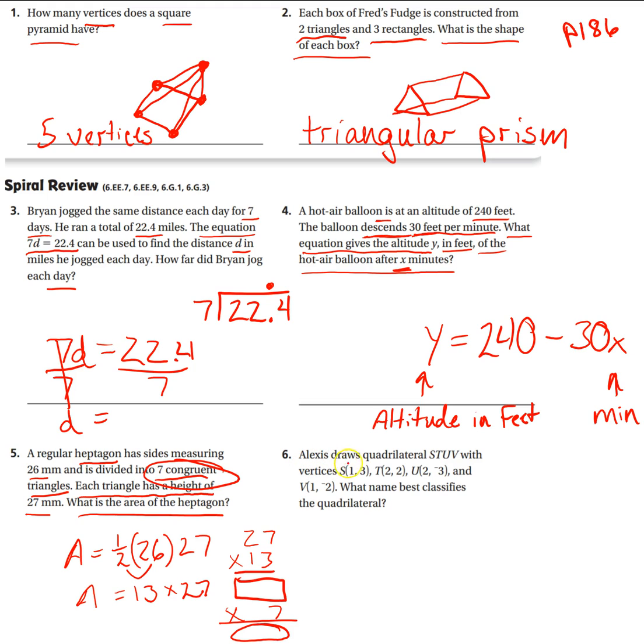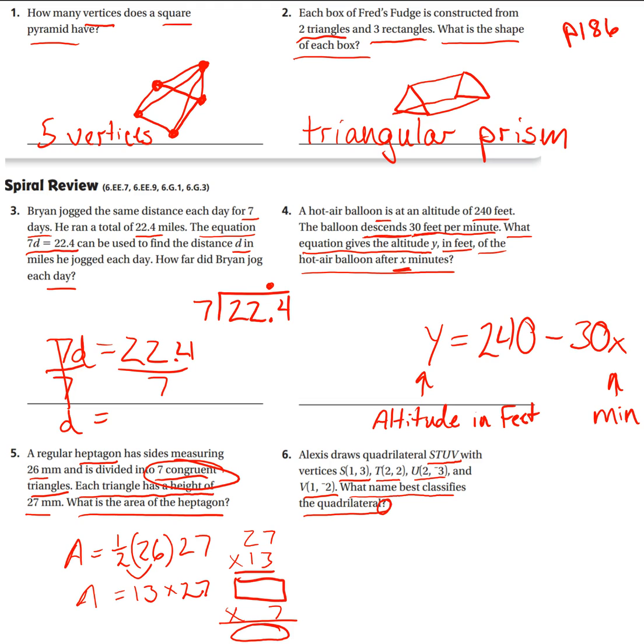Okay. Number 6, Alexis draws quadrilateral STUV with vertices S at 1, 3, T at 2, 2, U at 2, -3, and V at 1, -2. What name best classifies the quadrilateral?